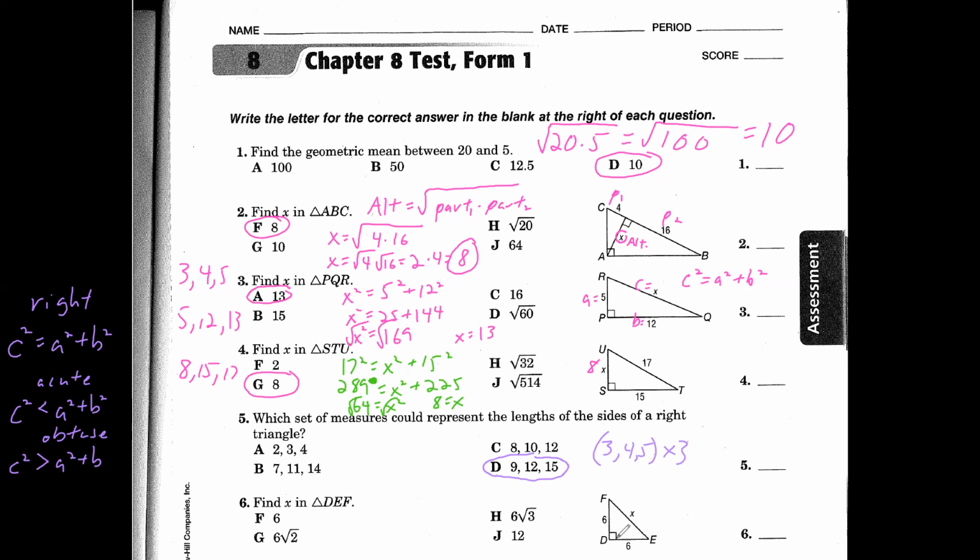Well, DEF, it shows as a right triangle. It has these 2 labeled as the same measure. They're both 6. So this is our 45, 45, 90 special right triangle. And in that triangle, if we know our legs, the hypotenuse is our leg times the square root of 2. So if these are 6, this is 6 square root 2. That's G.